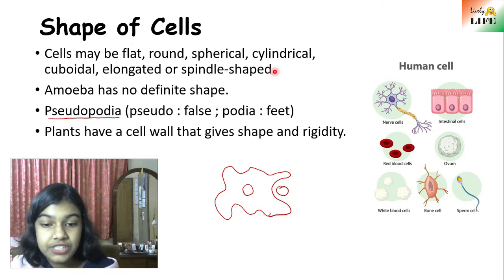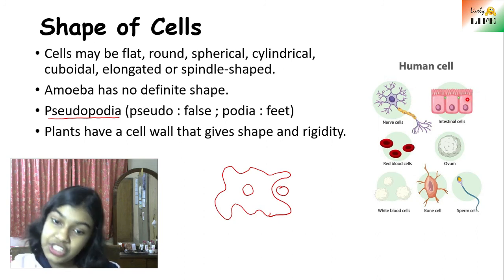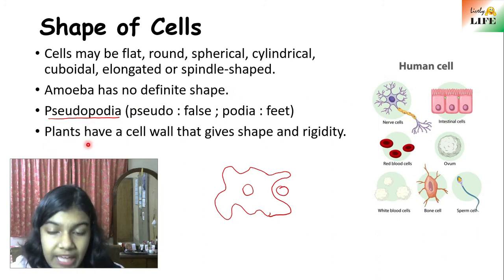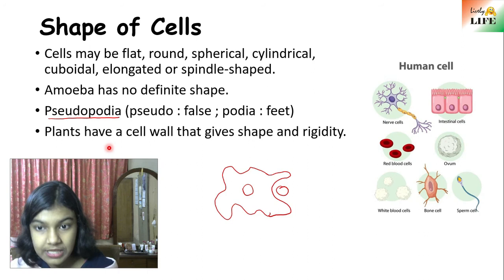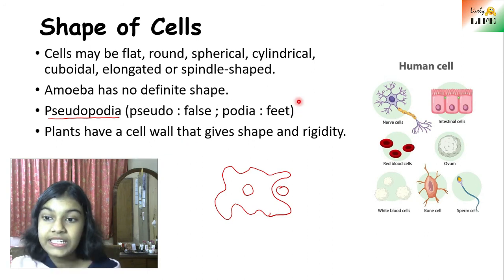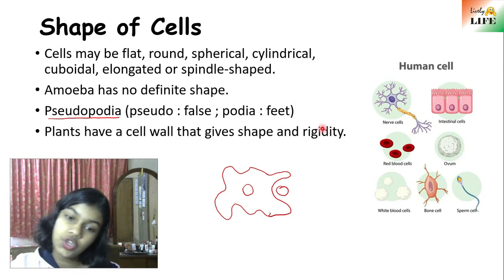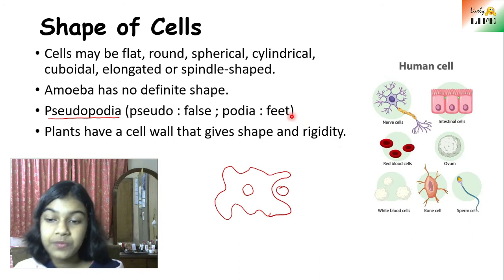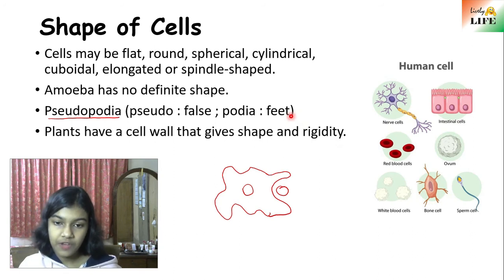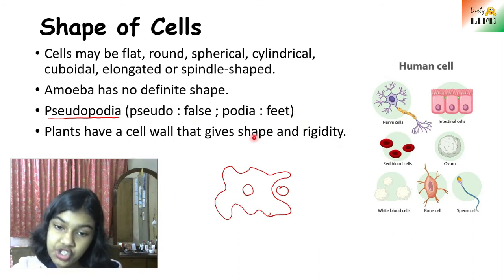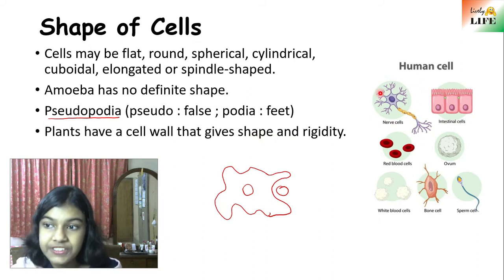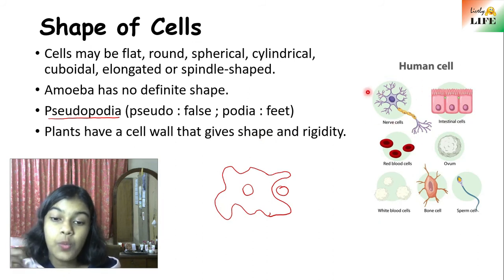So what gives the shape of cells? Cell membrane gives the shape of cells, but plants have an additional layer after the cell membrane that is known as cell wall. It gives its shape and hardness or rigidity. Okay, so this was the shape of cell, how cells vary in shape, and how the shape of a cell depends upon what type of function they perform.